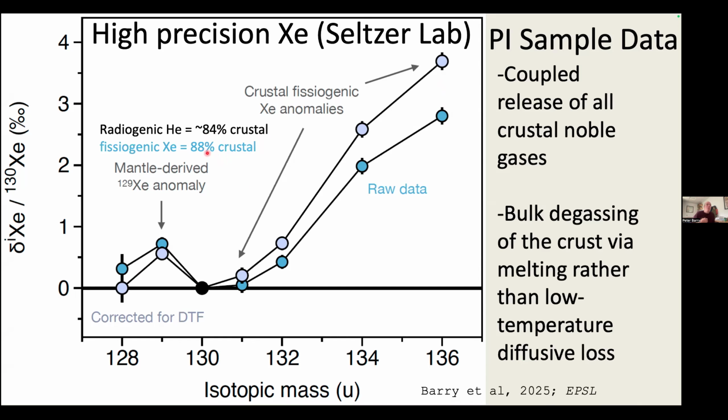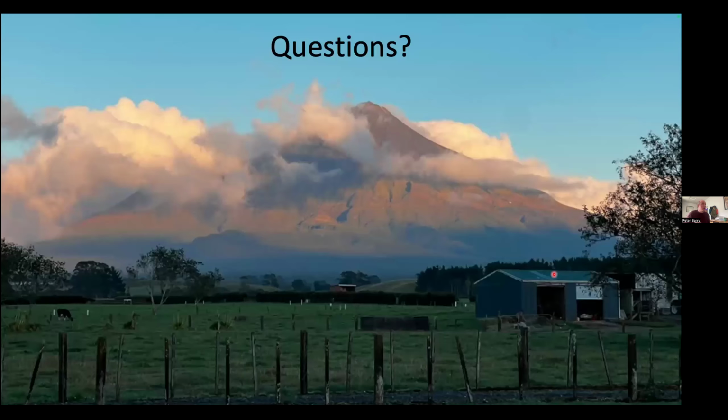So what we're seeing here for the first time, because this is the first time that we've measured high precision xenon isotopes in a volcanic gas like this, is this sort of coupled release of all the noble gases, or at least helium and xenon being released together. And we think it's related to bulk degassing of the crust rather than melting or low temperature diffusive loss. So you have a really small atom of helium being released at the same rate as a much larger atom of xenon. So for us, this was a really cool result.